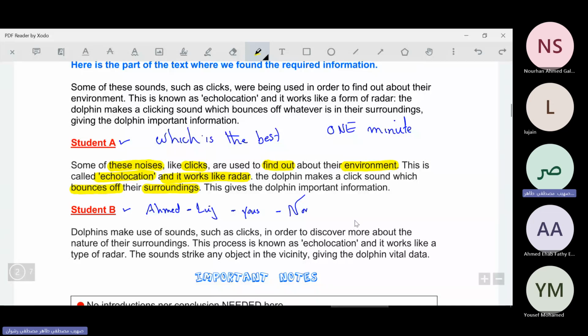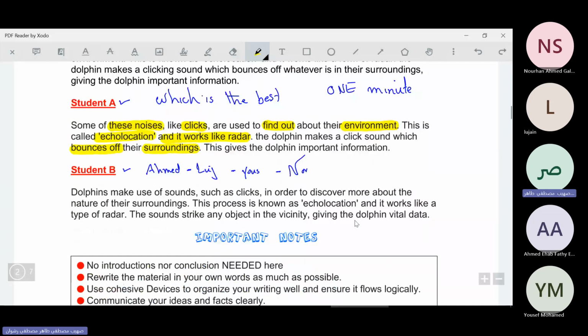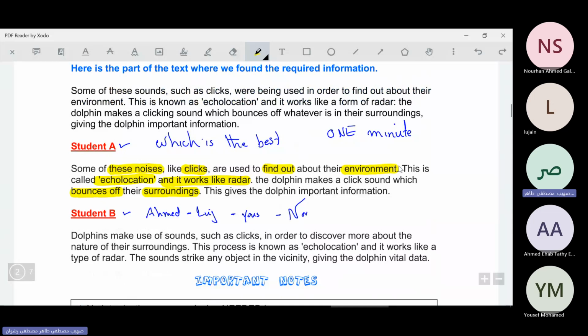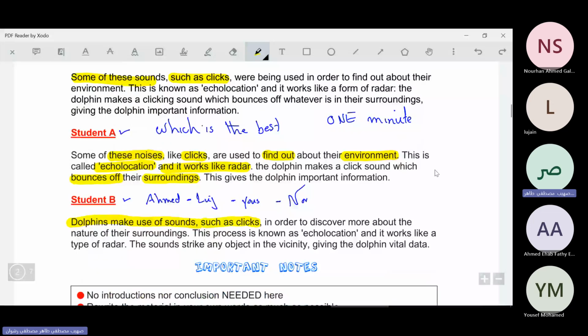Look at student B here. He changed even the order of the sentence, even the way the sentence began. If you looked at the main text, it started with "some of these sounds such as clicks." He began with "dolphins make use of sounds such as clicks." So he expressed the idea in a different way, using "in order to discover" instead of "find out more about."